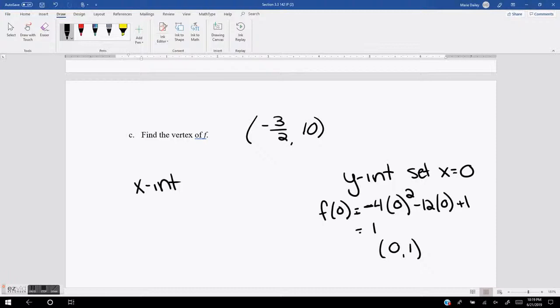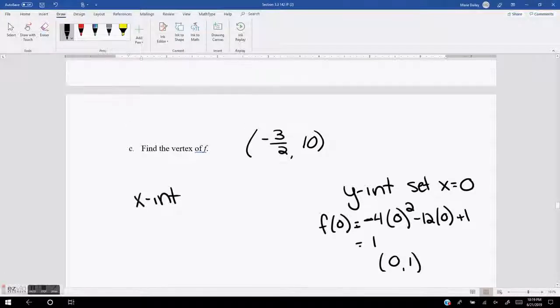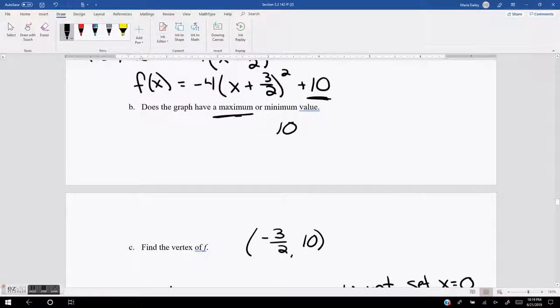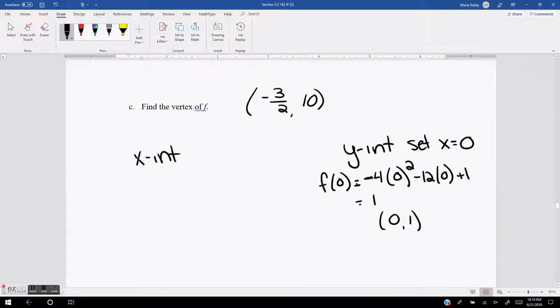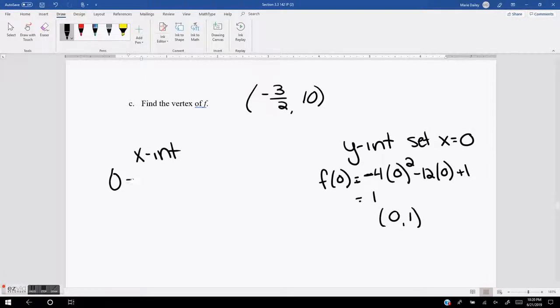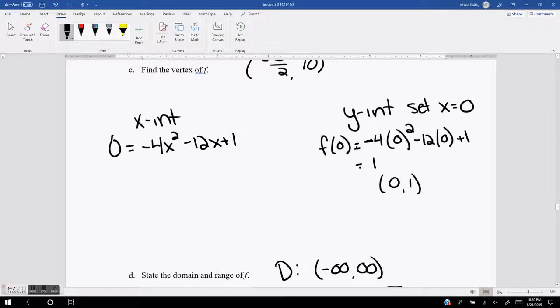Getting my x-intercepts. Okay. I'm going to set this equal to 0. Which one will be a little bit easier to work with? Let's use the original one. So 0 equals negative 4x squared minus 12x plus 1. Which will be fun to solve using the quadratic formula. Okay, everybody's good old friend.